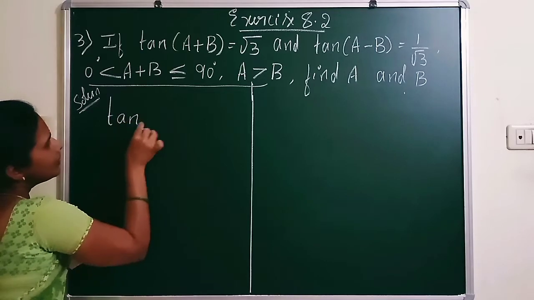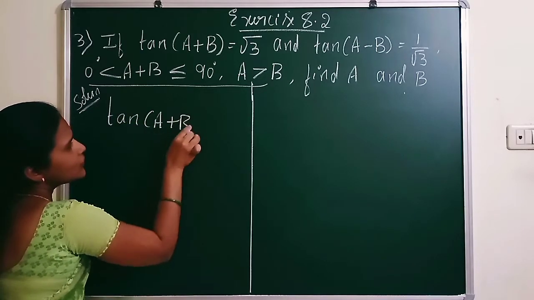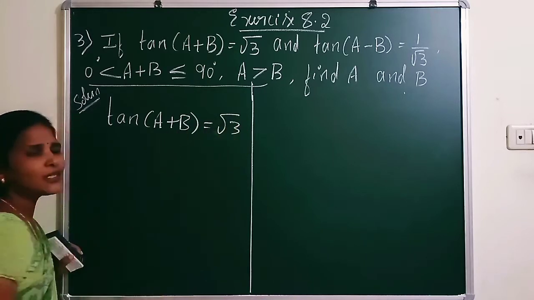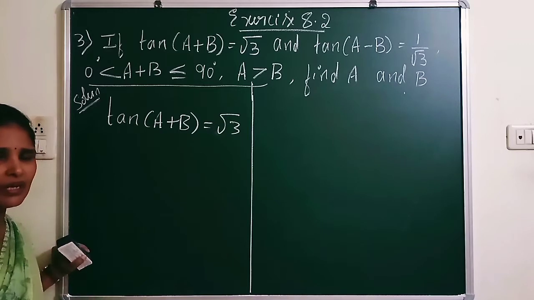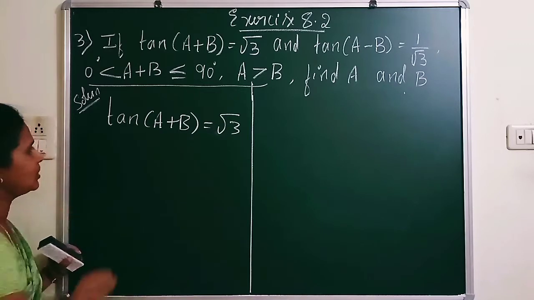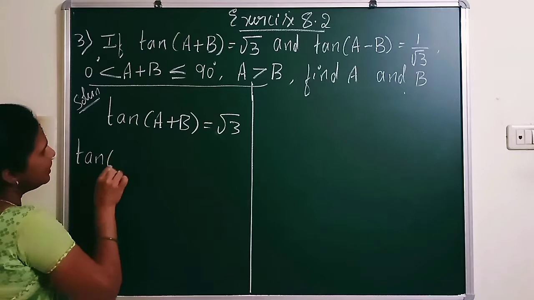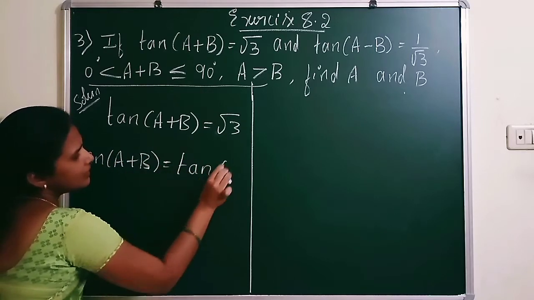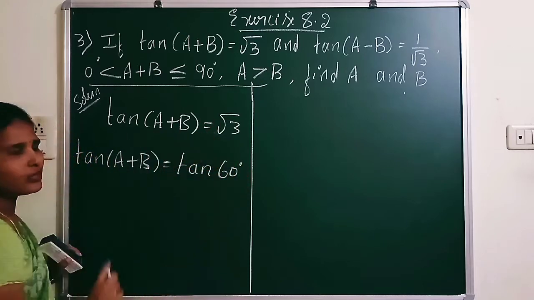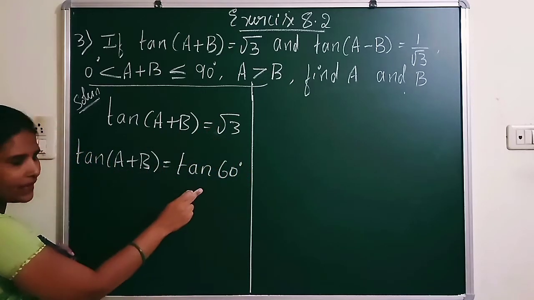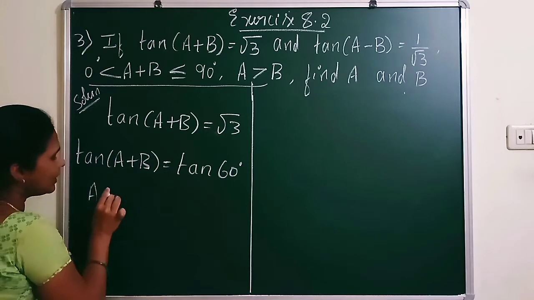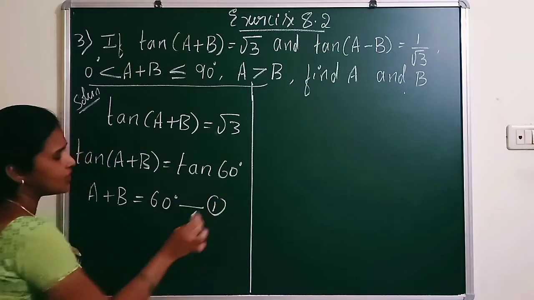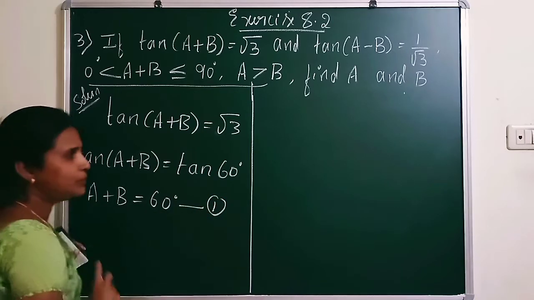tan(A + B) equals root 3. Now just see the trigonometric table and check where tan is root 3. So tan(A + B) equals tan 60 degree, since tan 60 degree is root 3. You can see both sides have tan. When I remove tan on both sides, I get A + B equal to 60 degree. So we got one equation with angle A and angle B.